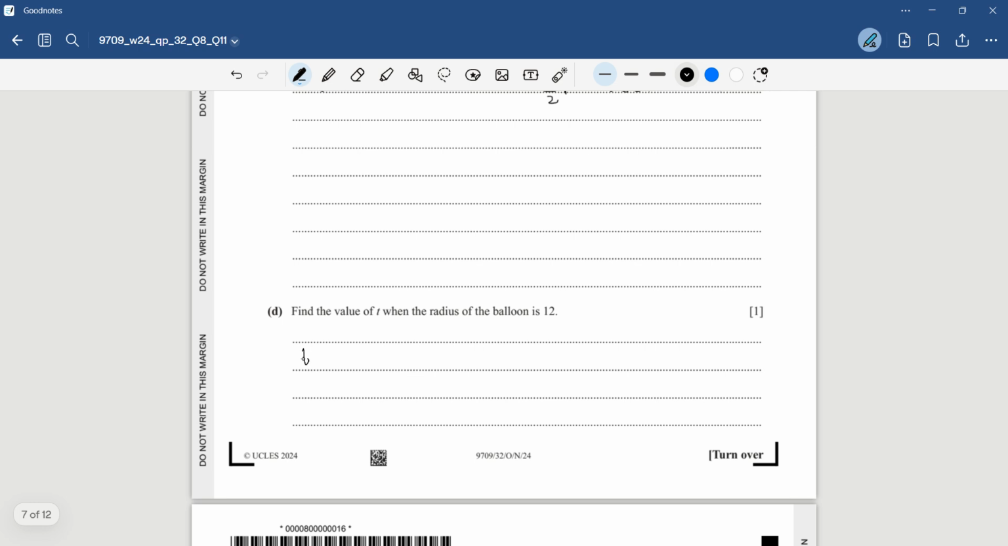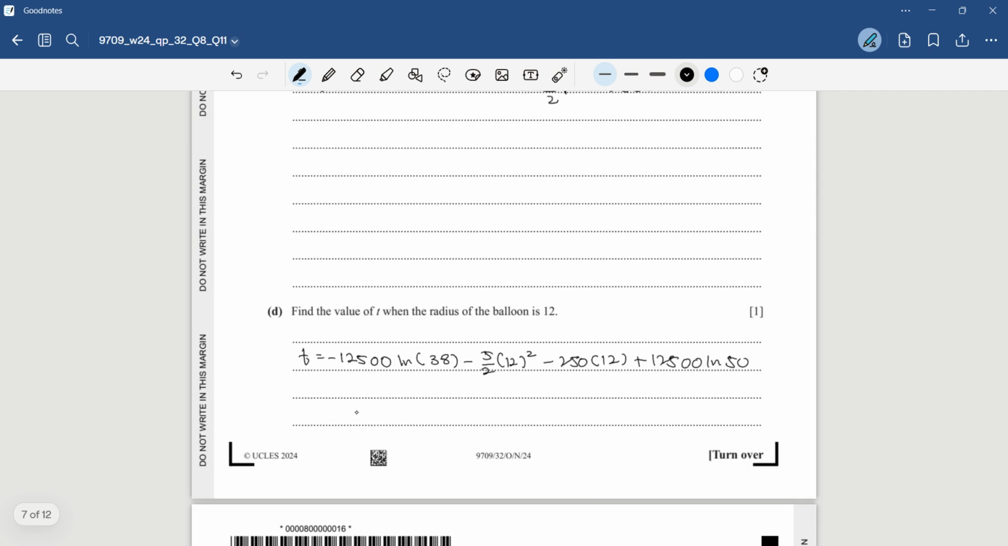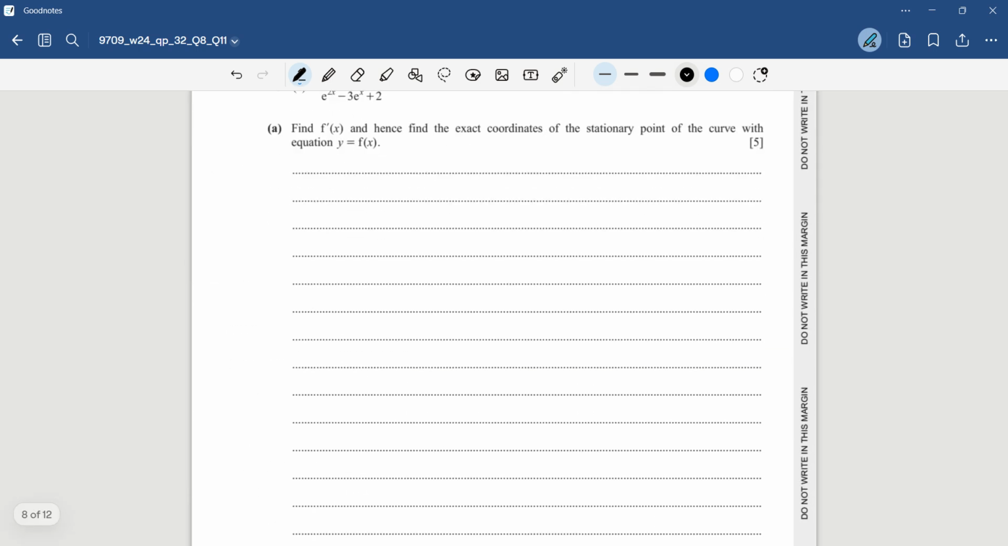so you just substitute. So t is equivalent to negative 12500 ln(50 minus 12, which will be 38) minus 5 over 2 times 12 squared minus 250 times 12, plus 12500 ln 50. So you will get t is equivalent to 70.5 seconds. Okay. And the last question.